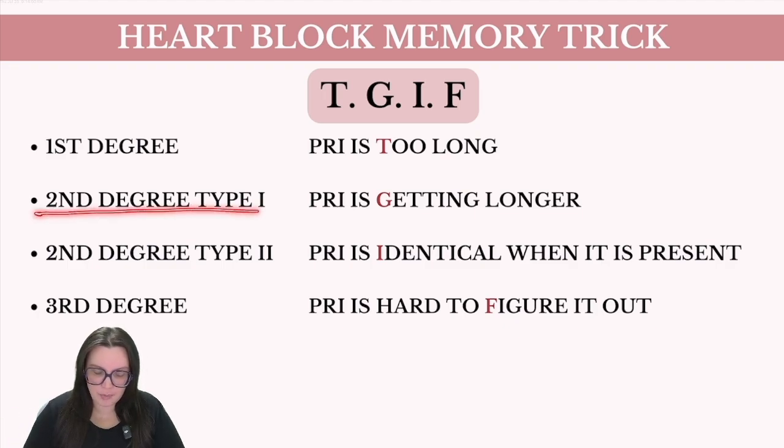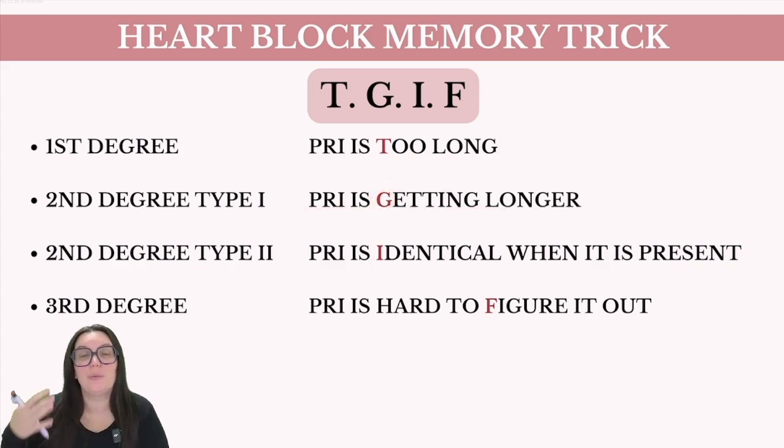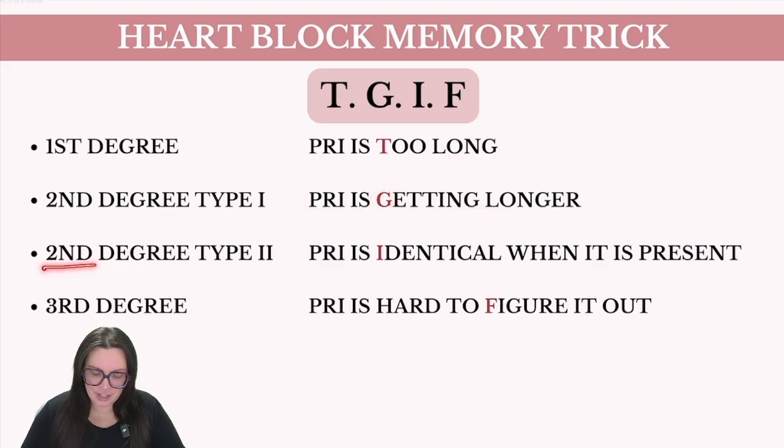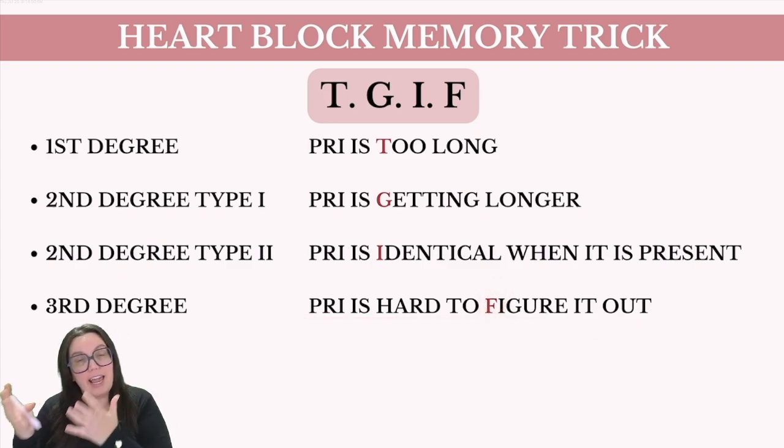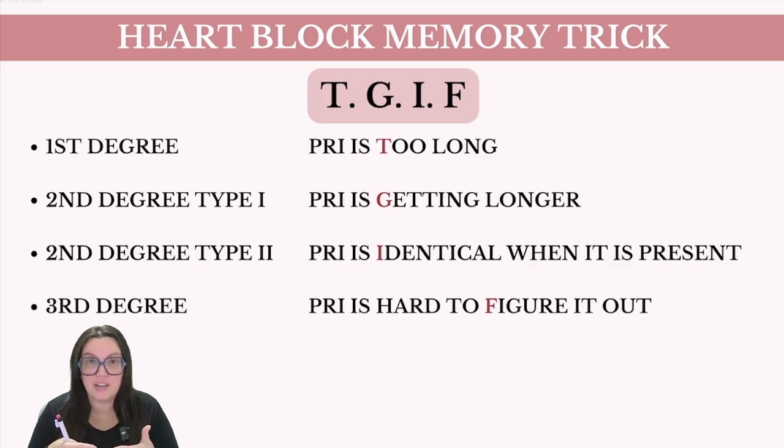With our second degree type 1, the PRI is getting, that's our G, longer, until eventually we have a dropped QRS beat. The second degree type 2 means that the PRI is going to be identical, that's our I, when it is present. So anytime we have a P wave that has a QRS complex behind it, that PRI is going to be identical every single time. And then lastly, we have our third degree heart block. The PRI is hard to figure out, that's our F, right? The atria and the ventricle are not communicating with each other, so it's going to be really hard for us to identify a true PRI interval that's consistent throughout the entire strip.